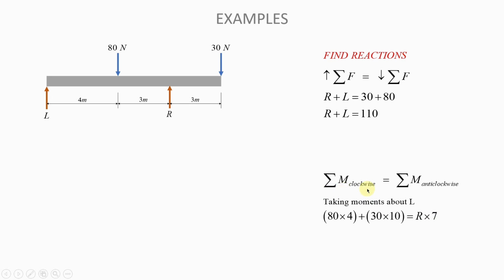So therefore, the sum of clockwise moments must be equal to the sum of anti-clockwise moments. And in this case, you will have this clockwise moment plus that clockwise moment must be equal to the sum of the anti-clockwise moments, but we only have one anti-clockwise moment due to this reaction R, and that is R multiplied by 7. And so if you do that, then this is what you will end up with, and you will find that R is equal to 88.571 newtons.